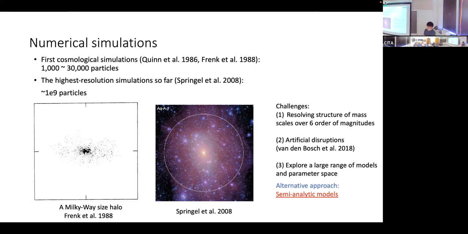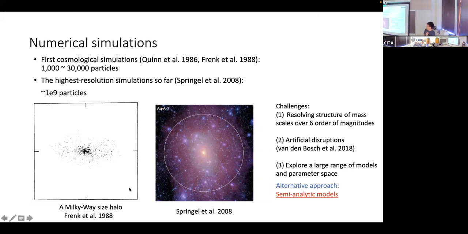For example, the left panel shows the first cosmological simulation in 1988. At that time, because we didn't have very high computing resources, it could only run a few thousand particles. So for a Milky Way size halo, we barely see any substructure in this simulation.